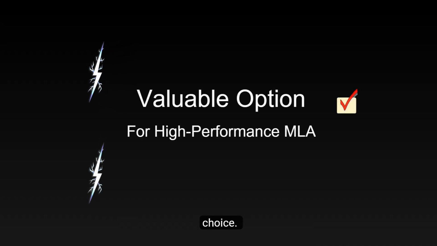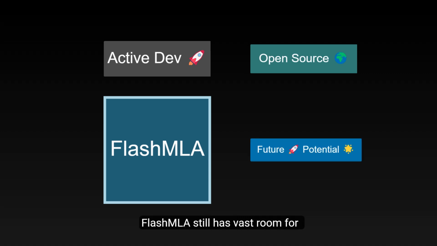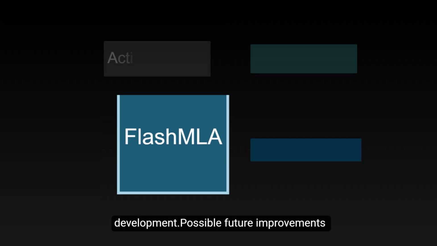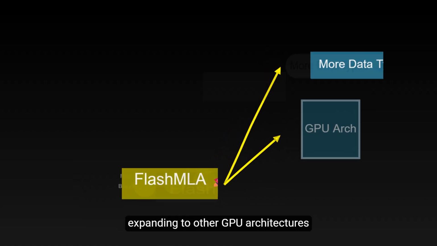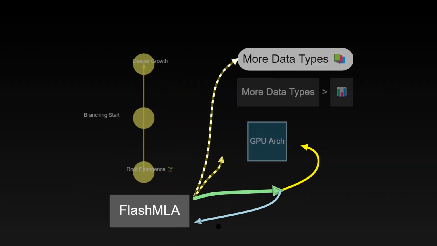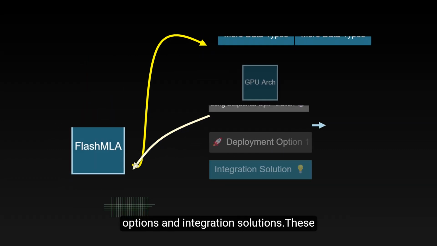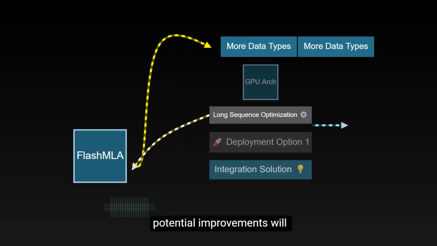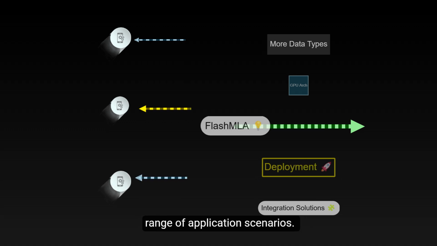As an active open-source project, FlashMLA still has vast room for development. Possible future improvements include supporting more data types, expanding to other GPU architectures, further optimizing performance for extremely long sequence scenarios, and providing richer deployment options and integration solutions. These potential improvements will enable FlashMLA to serve a wider range of application scenarios.